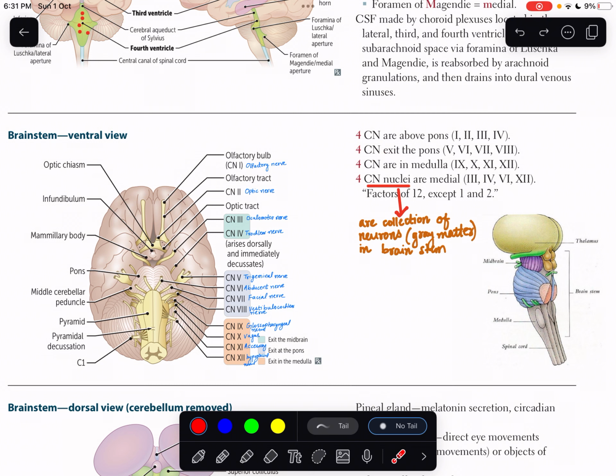Then 4 cranial nerves are in the medulla, which includes the last four ones. These are the medullary ones. And there are going to be four cranial nerve nuclei which are medial. Always remember why we say nuclei: because nuclei are basically a collection of neurons, especially the gray matter in the brainstem. Only four cranial nerve nuclei are medial, which are 3, 4, 6, and 12th. Simple.